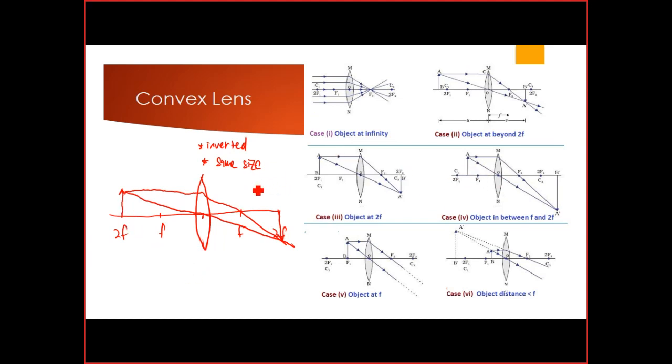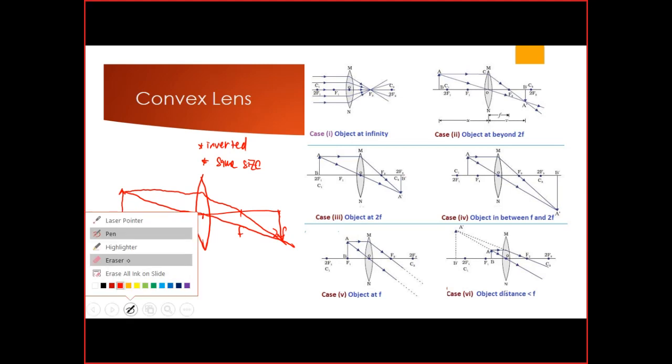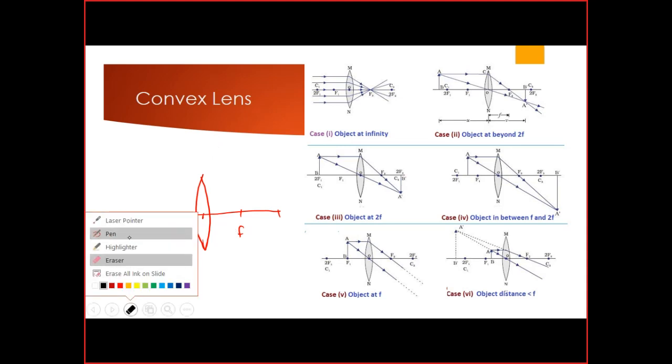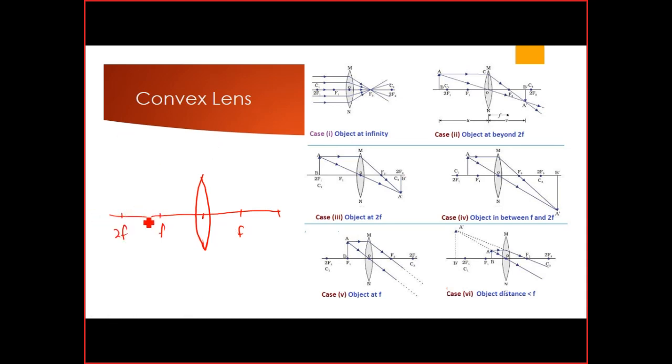Now again, just as with the mirror, we are just moving this object around. So instead of the object being at 2F, now it exists in between 2F and F. This is 2F. Again, always the same method.